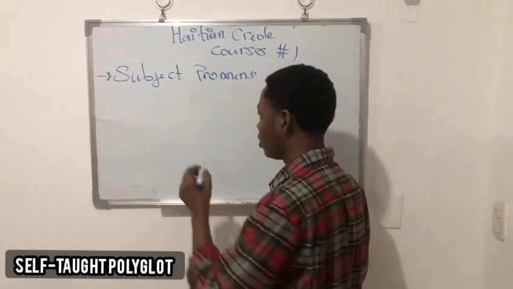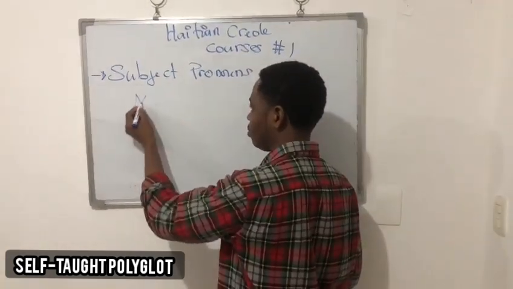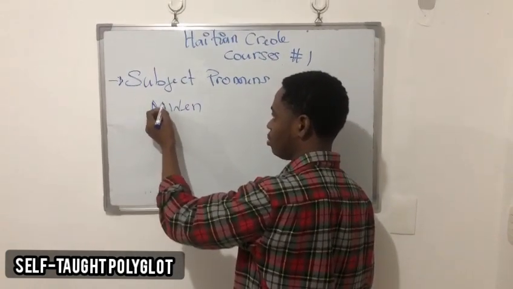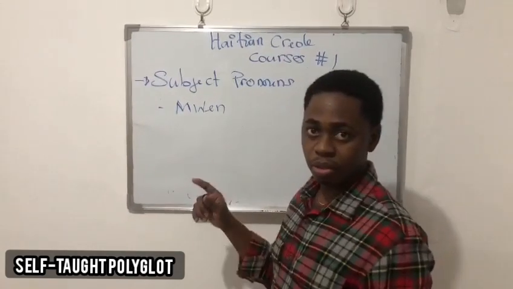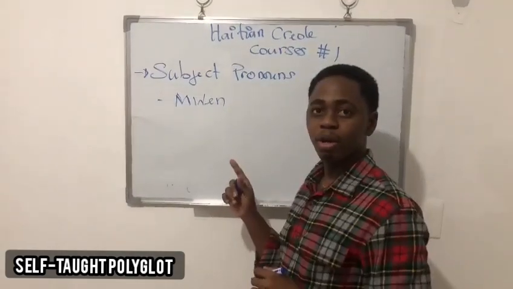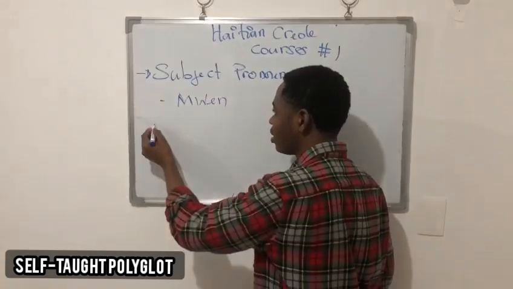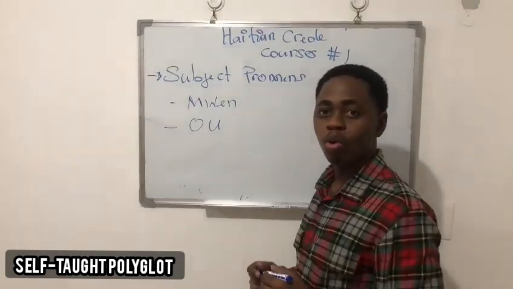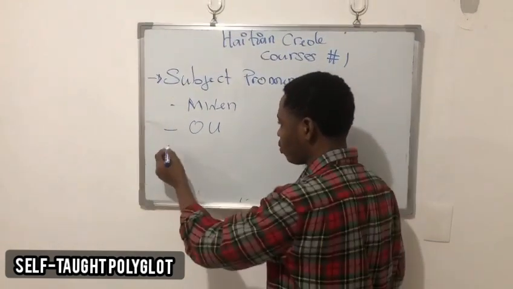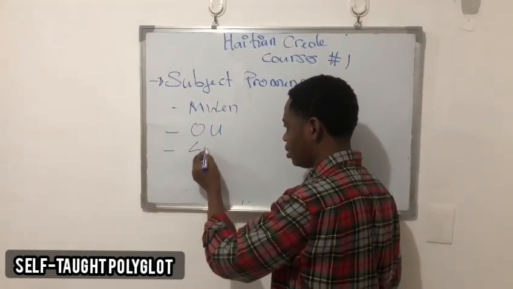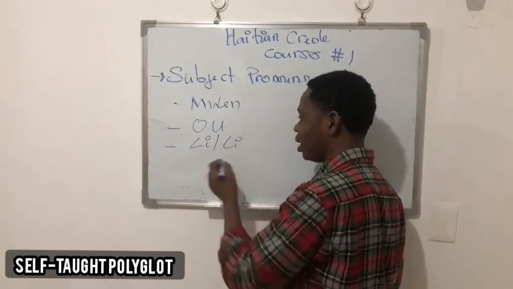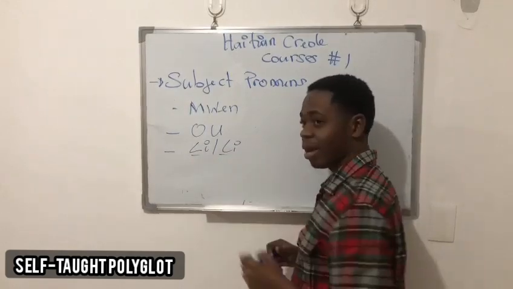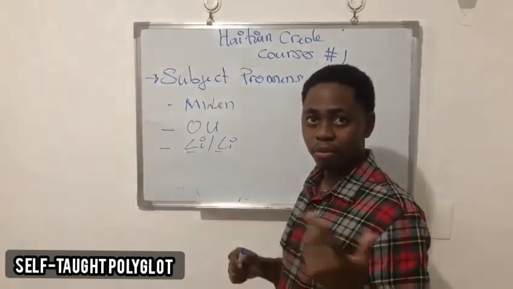Remember, the first one is that's the first one. Moi, moi. The second one is ou, ou. The third one is li, li. You can use li for both masculine and feminine, either male or female.